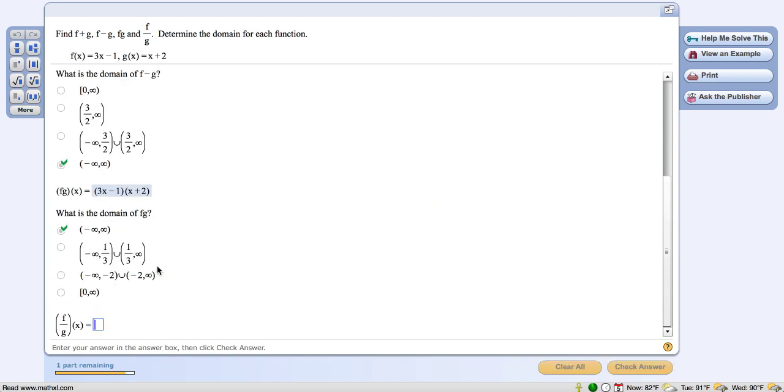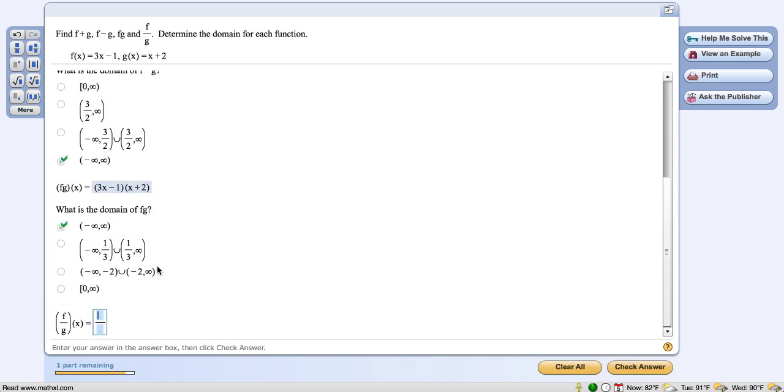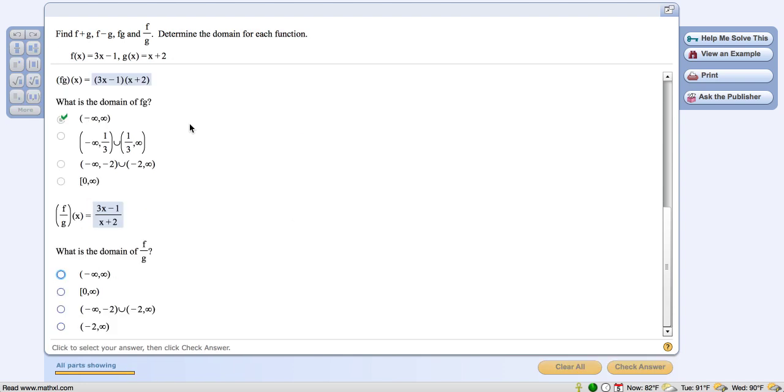Now the last one is f divided by g. This time we're going to get a fraction, and we have to make sure that we're not going to actually divide by 0. Let's take a look. First of all, let's put f in the top, f 3x minus 1, right? And the bottom, I'm going to put g, which is x plus 2. There's the expression.